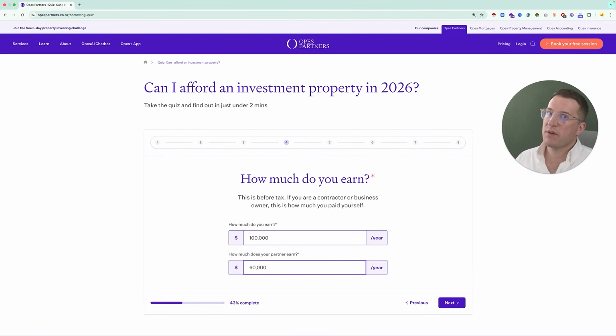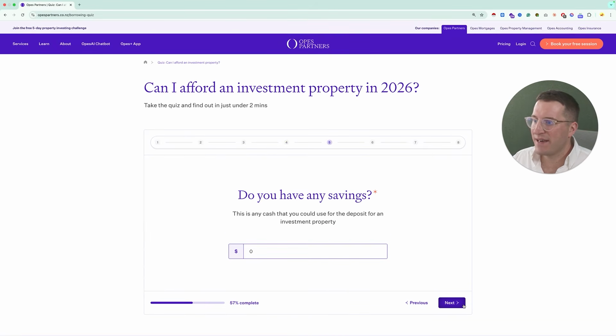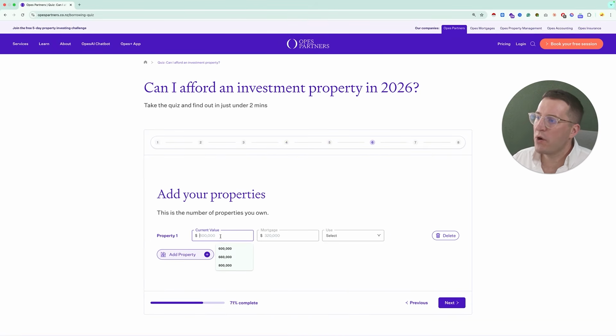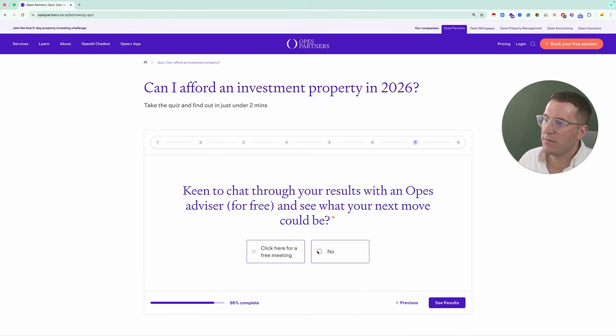And we do this because we need to understand both your income and also the expenses of having cars and kids. Now, let's say you don't have any savings at the moment, but you do own your own house, and let's say that's worth $800,000 and you've got a $320,000 mortgage, and you're currently just using this as your owner-occupied home, a home you live in.